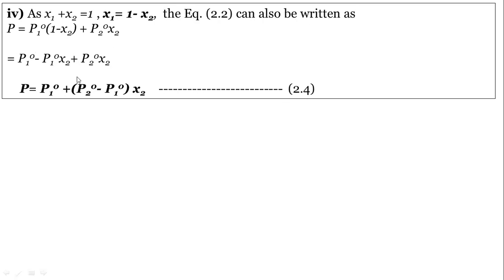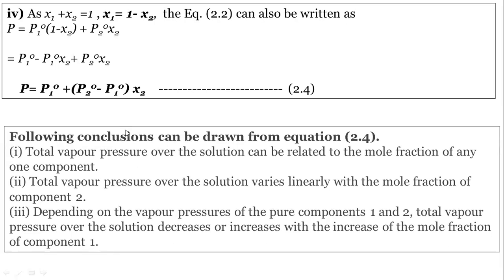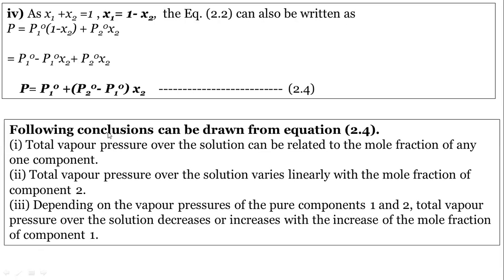Remember, this is the equation of Raoult's law. So the following conclusions can be drawn from this equation. The total vapor pressure, this P indicates the total vapor pressure of the solution, and it is related to the mole fraction of any one component. Any one component means it may be related to the solute or it may be related to the solvent, any one component.